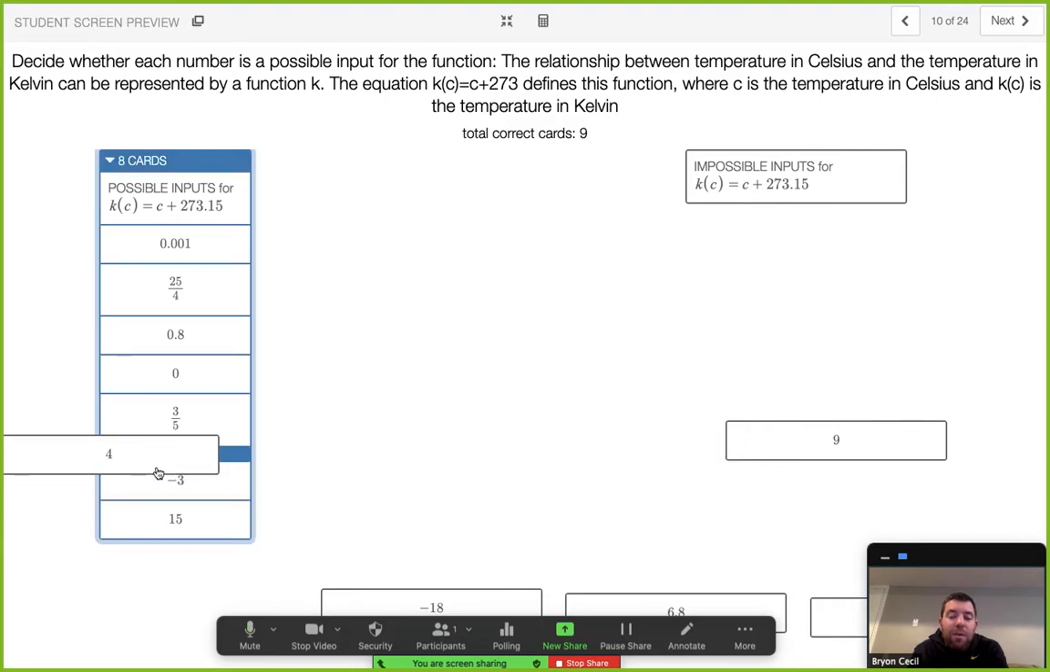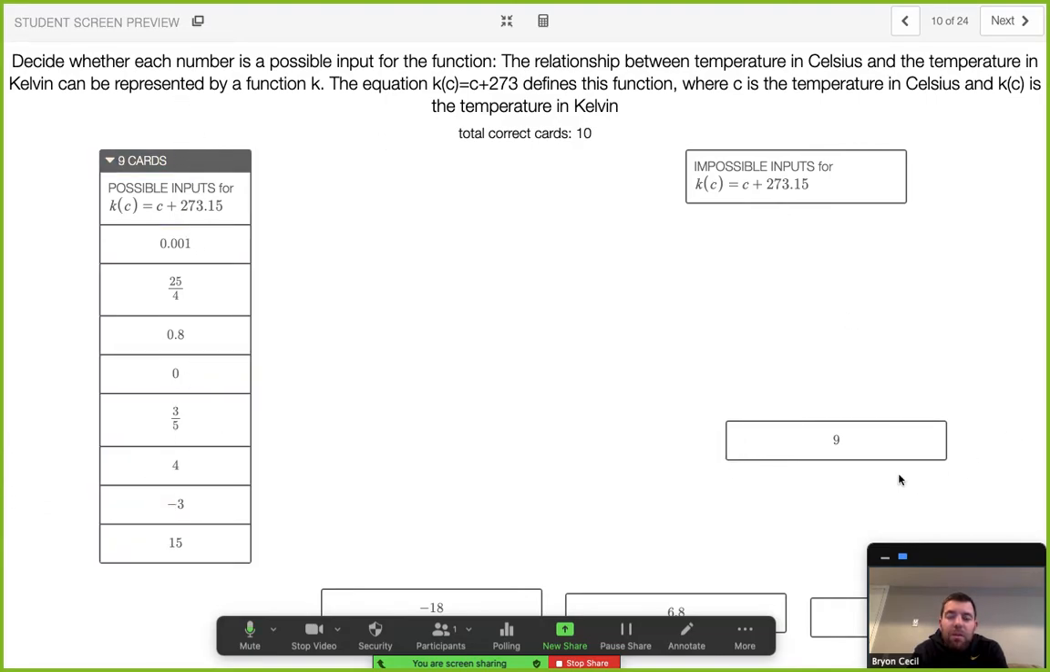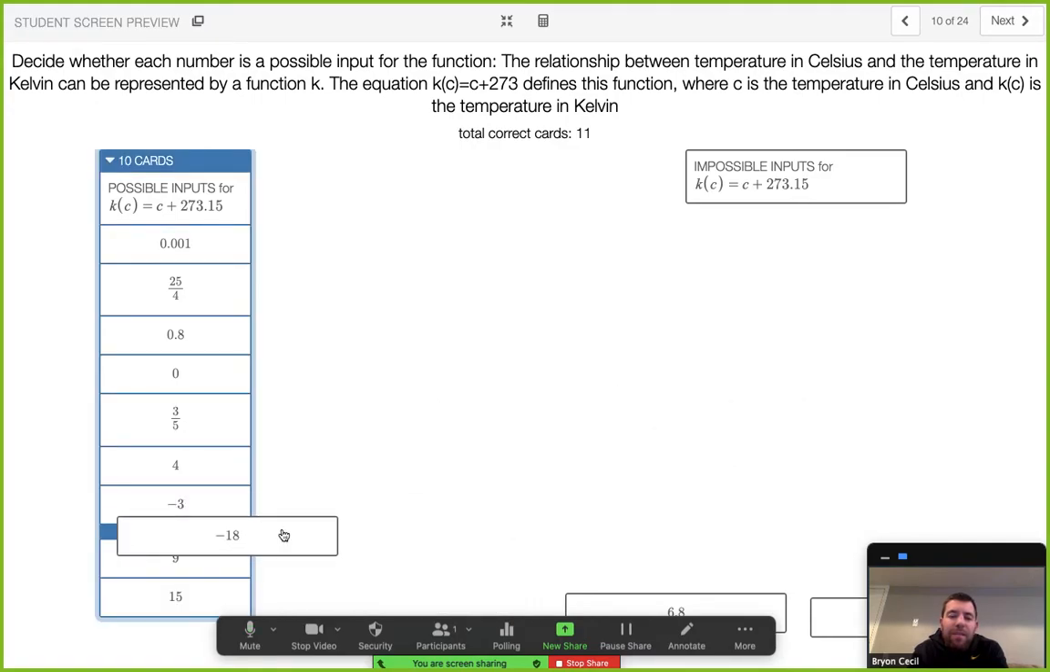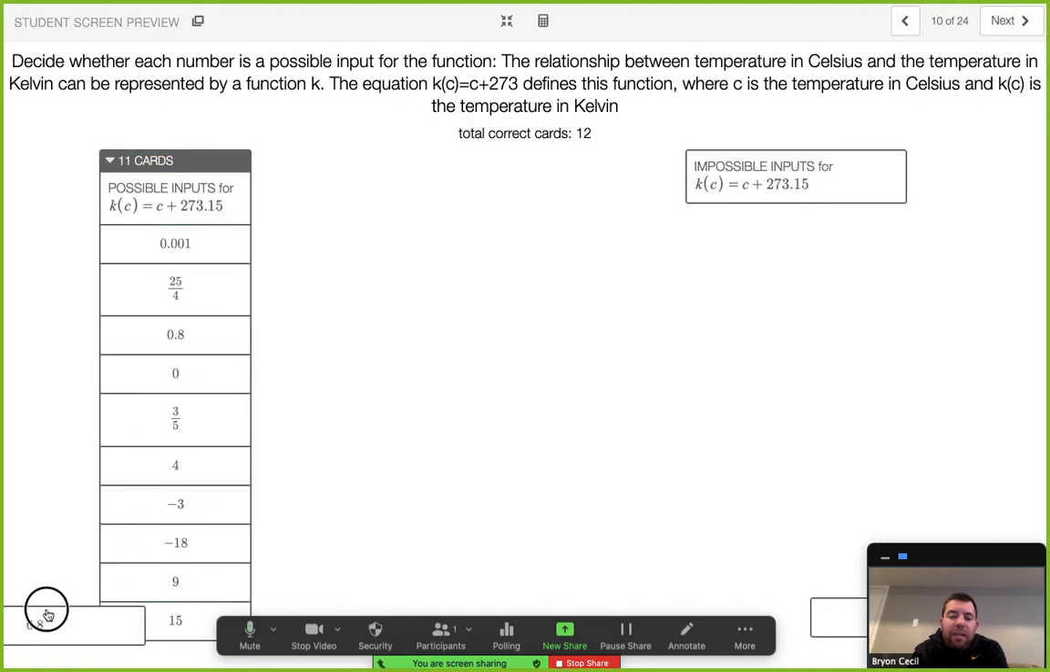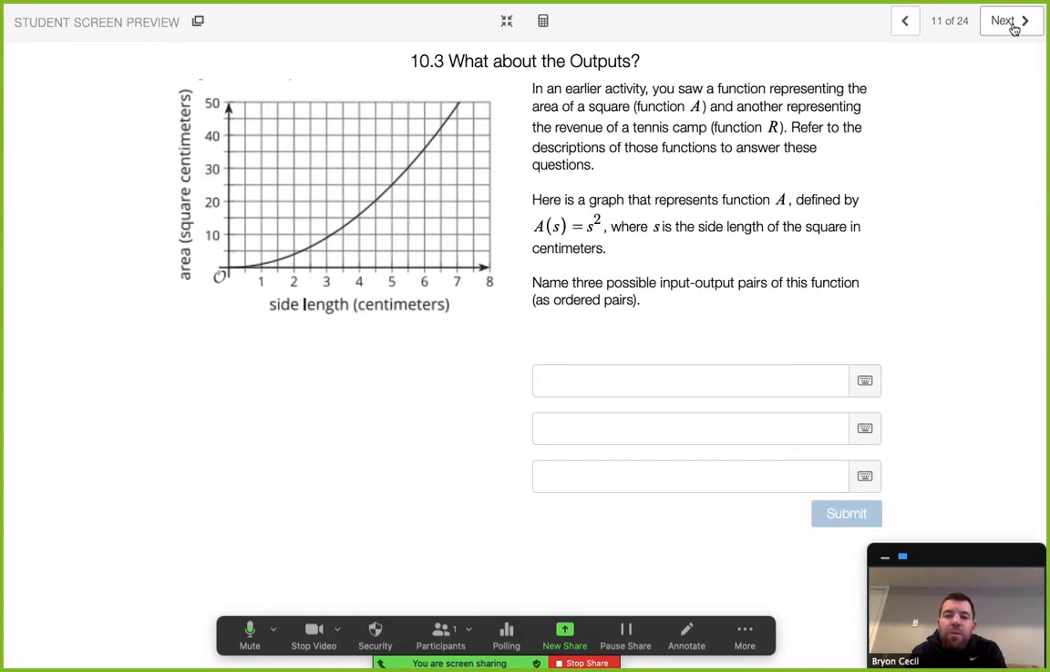Can I have a 4? Yes. Let's bump this up. We're going to run out of room. 9. Can I have 9? Yep. -18? Yep. 6.8? Yep. And 72? Yep. So basically all those, guys, when we're talking about temperatures, a temperature doesn't have to be a whole number. It can be any number on a number line that we can have. All right, so all real numbers.